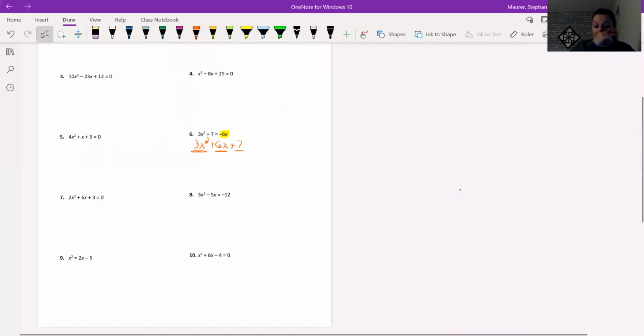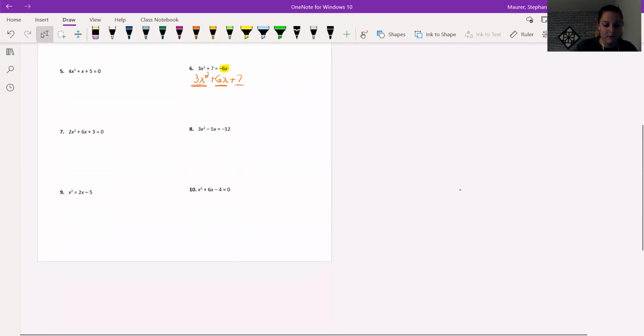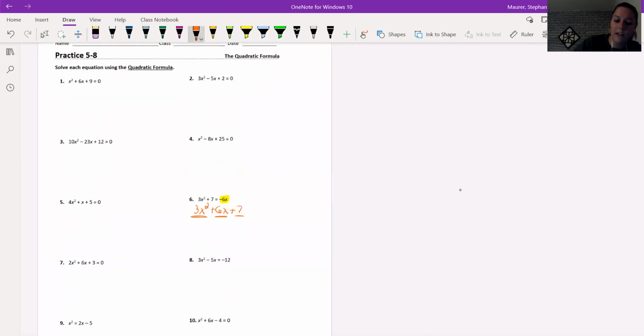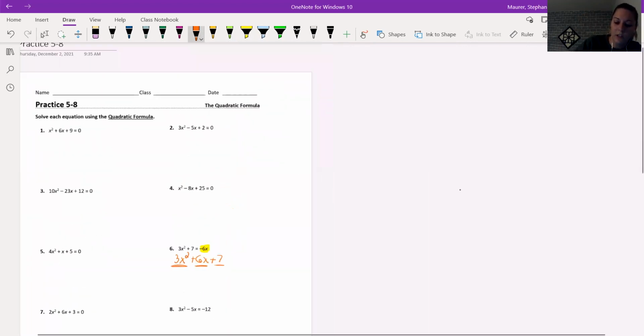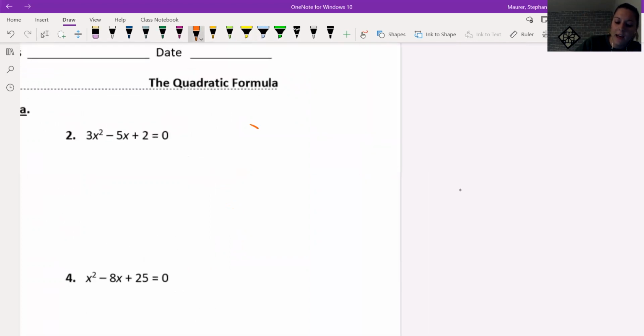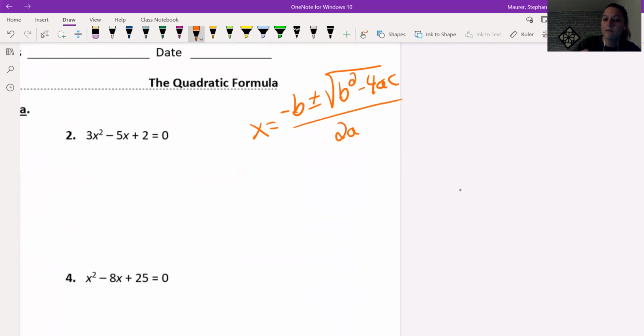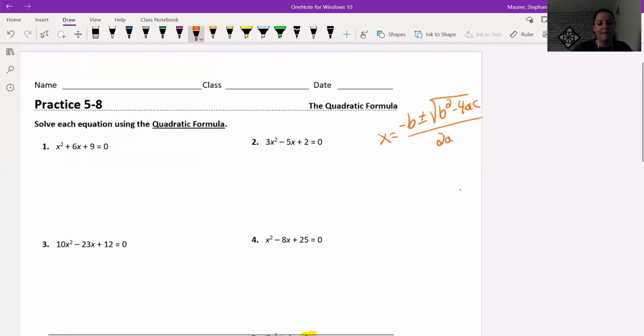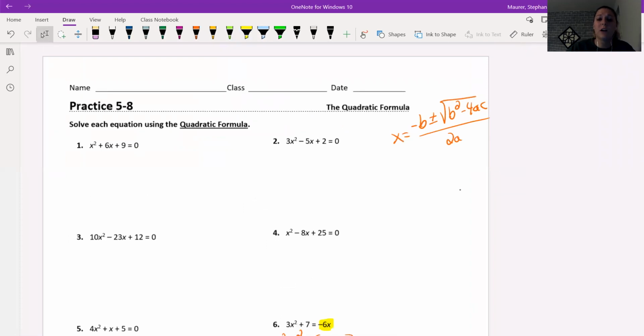Make sure they're all equal to 0. Try out the quadratic formula. I believe I didn't write it on here, so it's probably helpful for you guys to have it on here. You might want to just copy it down on here. x equals opposite of b, not negative b, opposite of b, plus or minus the square root of b squared minus 4ac all over 2a. Okay, so it's important for you to have that down. Practice the quadratic formula, and I will check in with you guys tomorrow.